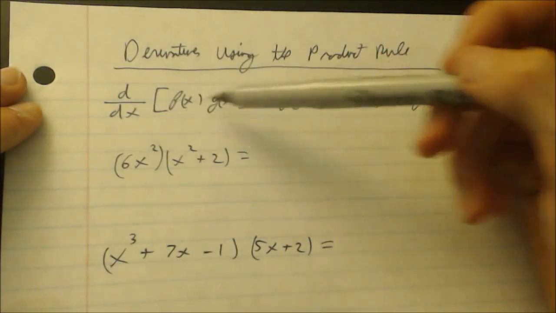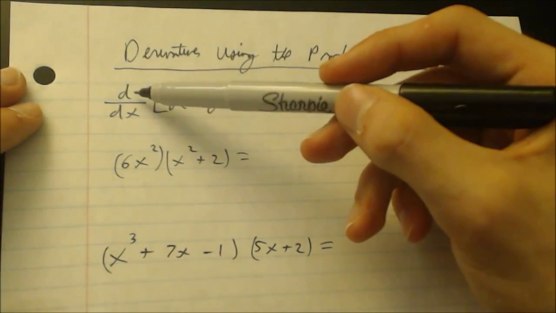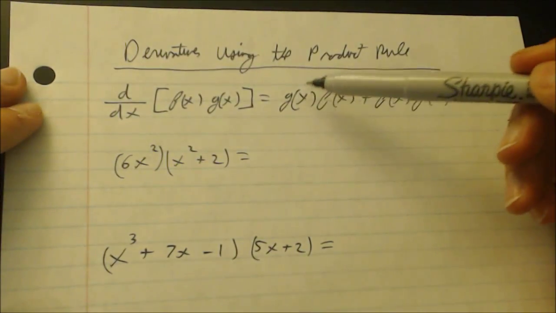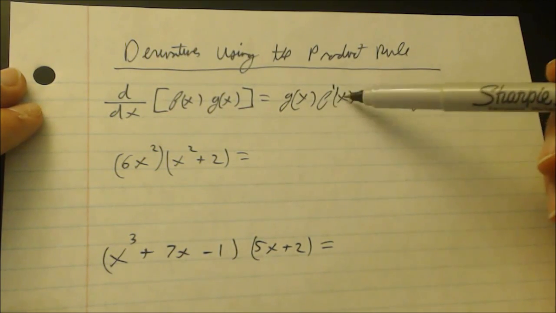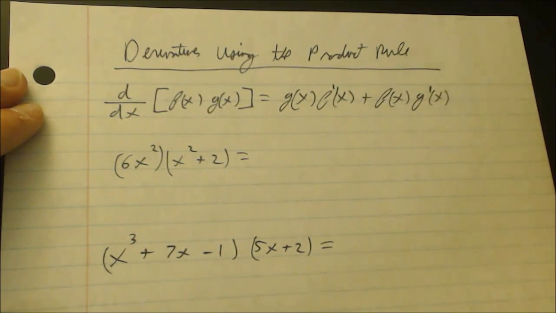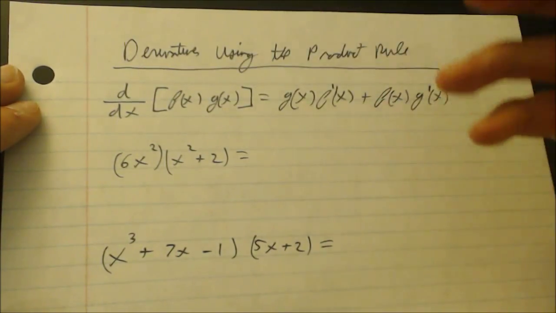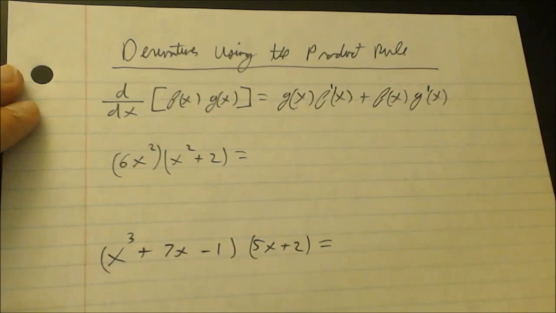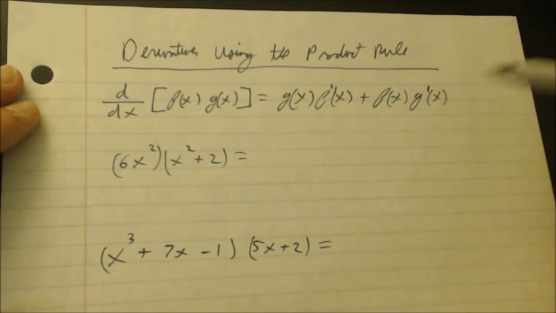So this is the official definition right here that we can use as a template. We have the derivative with respect to x of f of x times g of x is equal to g of x times f prime of x, which just means the derivative of f, plus f of x times g prime of x. Very simple. All you have to do is just remember this as second times the derivative of the first plus first times the derivative of the second. So second times derivative of the first plus first times derivative of the second.